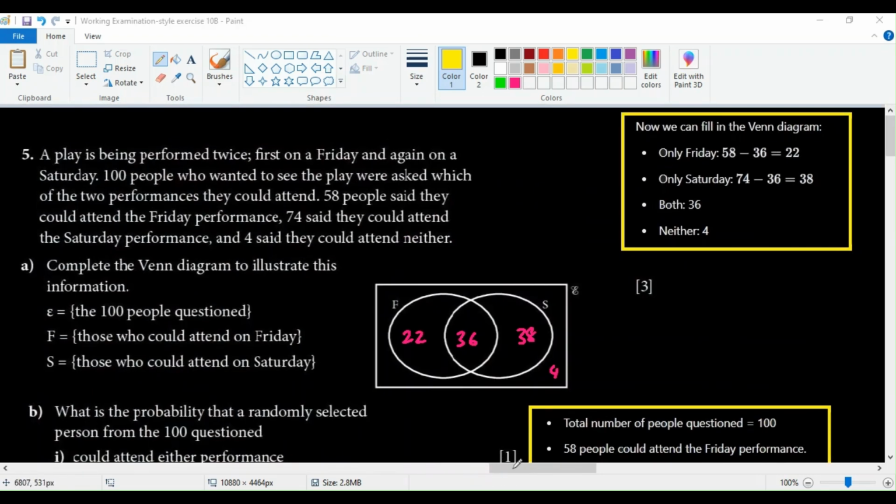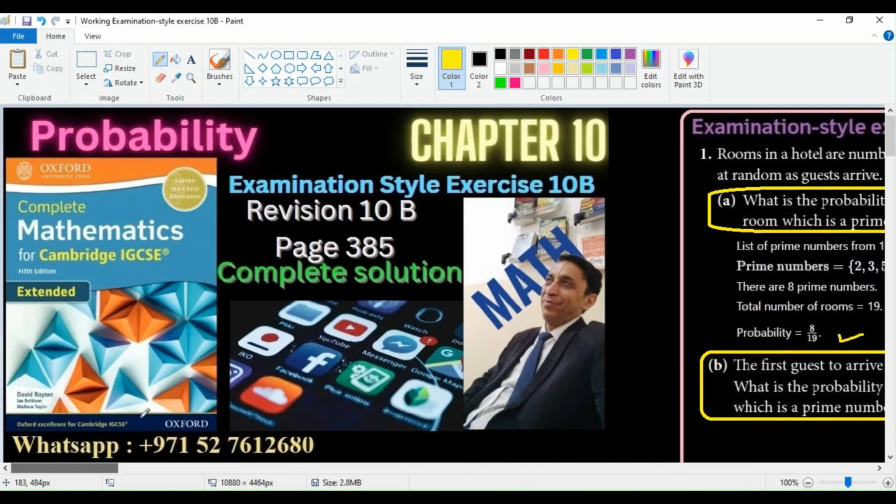This is going to be the wrapping up of the exercise. Thank you very much for watching. I've completed this chapter with the practice exercise, which was previous to this one. And this is the examination style exercise 10B, revision 10B, and you can find this exercise on page 385 and the complete solution is provided.